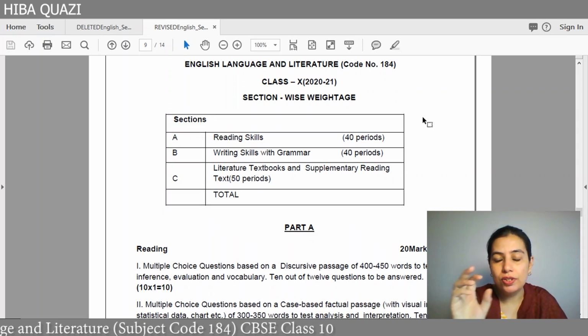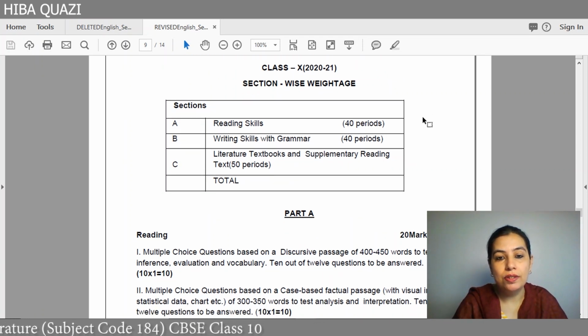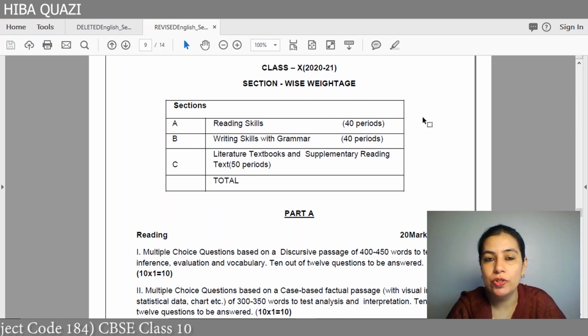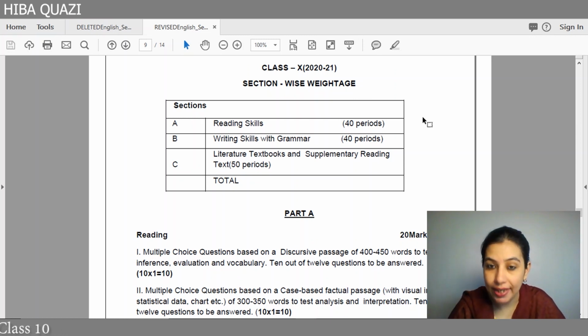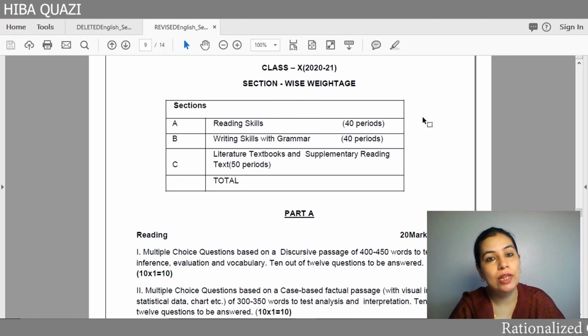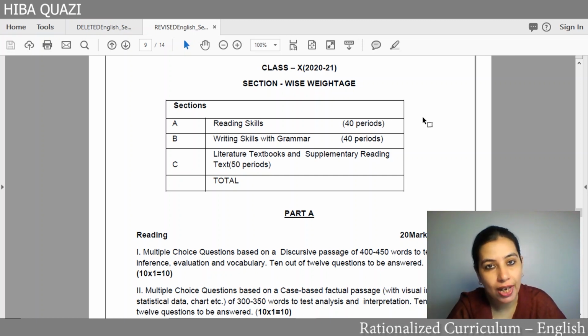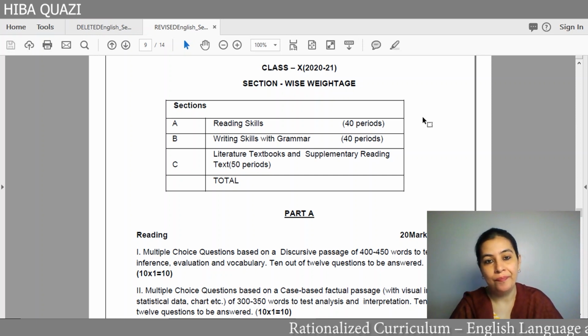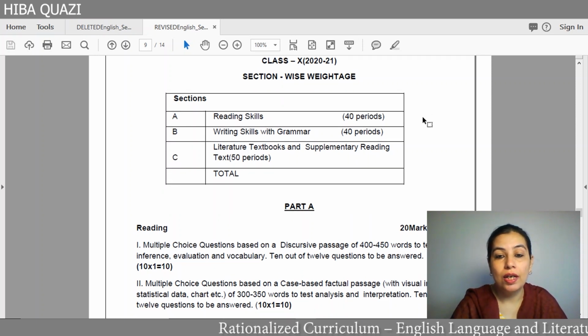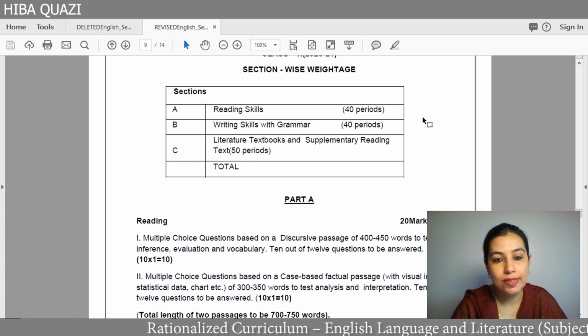So let me just give you at the outset the weightage which is given section wise in the curriculum. We have section A as reading skills, section B as writing and grammar, and section C with literature including both the textbooks, that is First Flight and Footprints Without Feet. So this is as far as the weightage is concerned.